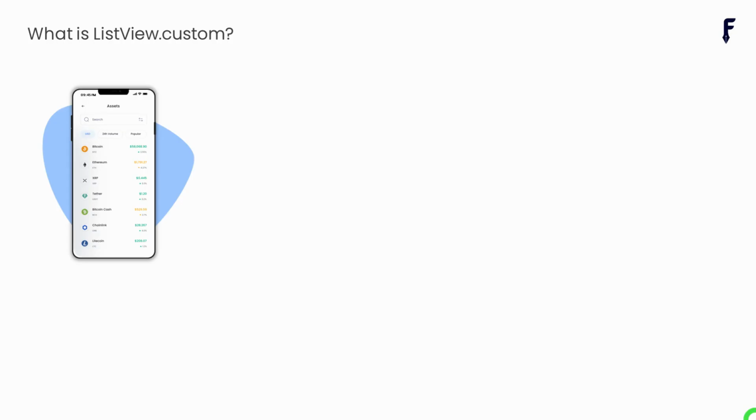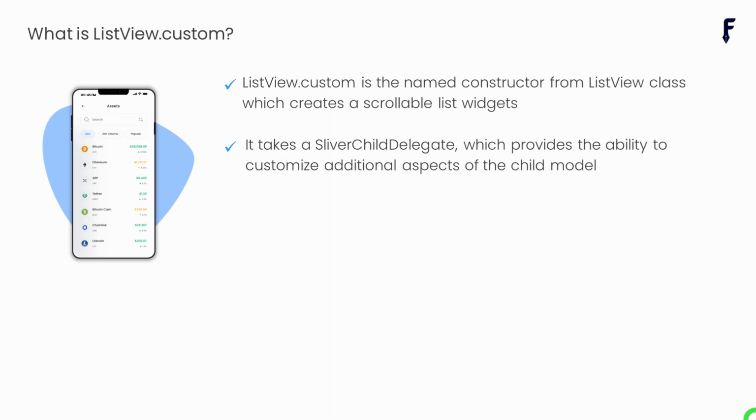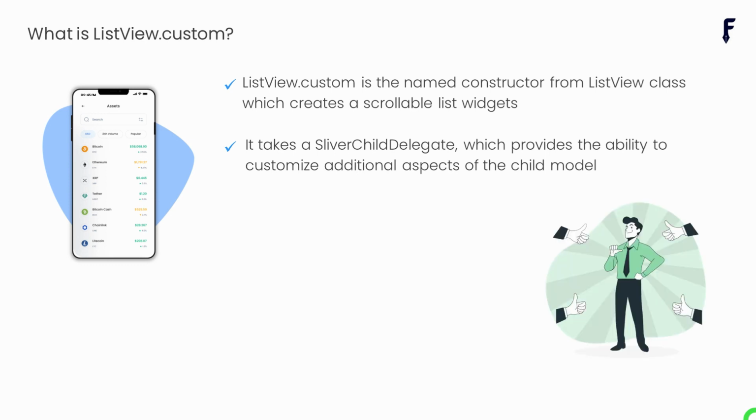What is ListView.custom? It is a named constructor from the ListView class which creates a scrollable list of widgets. It takes a SliverChildDelegate, which provides the ability to customize additional aspects of the child model. For example, a SliverChildDelegate can control the algorithm used to estimate the size of children that are not currently visible on the screen. It allows developers to define a custom sliver layout for the ListView widget, which is a more flexible and efficient way of rendering large data sets.